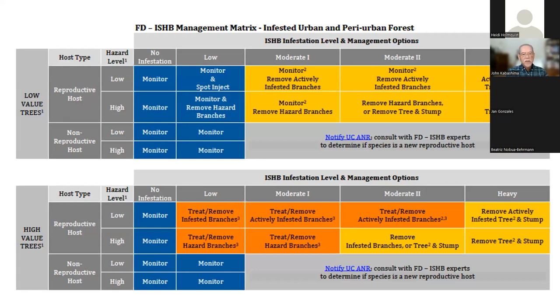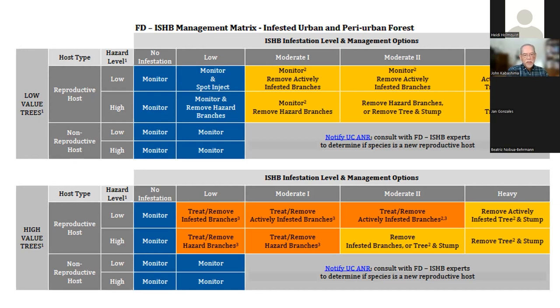So we have developed a matrix. This is on our website, so I'm not going to spend a lot of time with this, but the matrix takes into account whether it's a low value tree or high value tree, and whether it's a reproductive host or not a reproductive host.